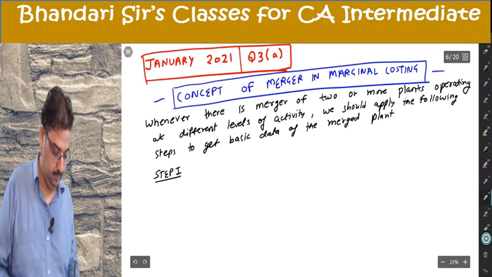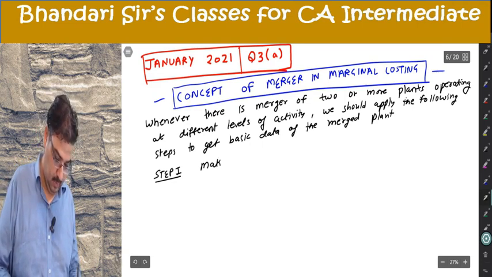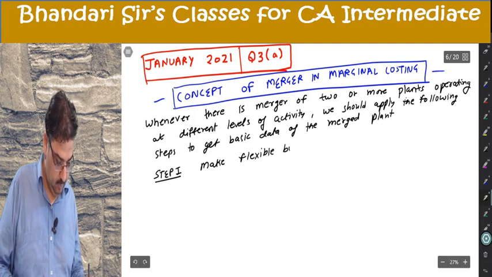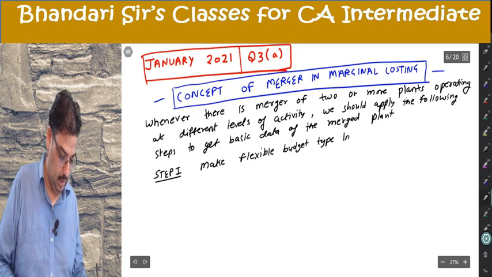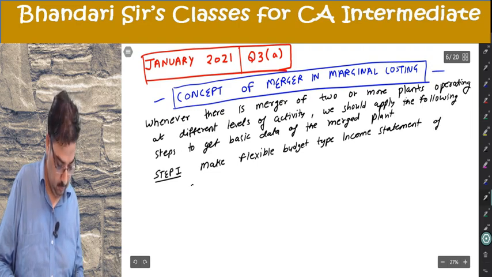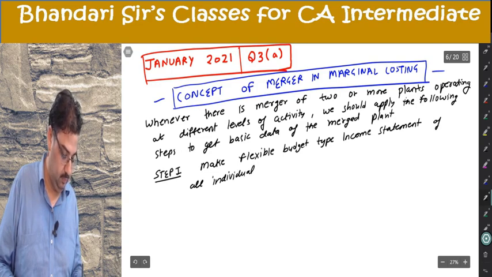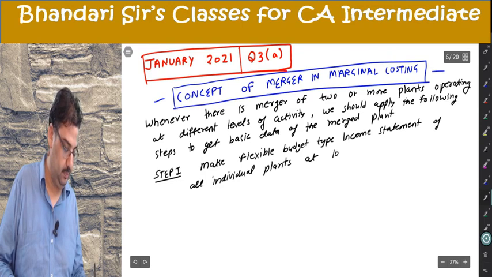Step 1. Make flexible budget type income statement of all individual plants at 100% level of activity.